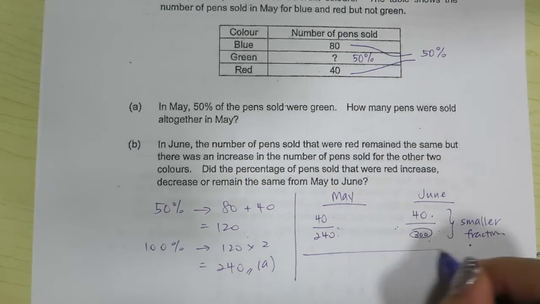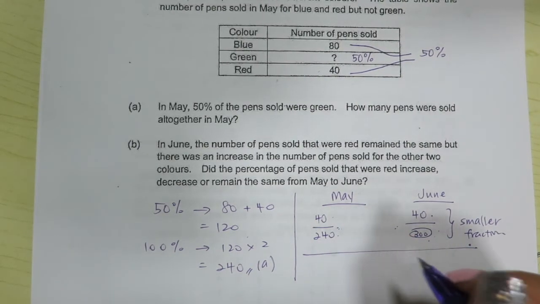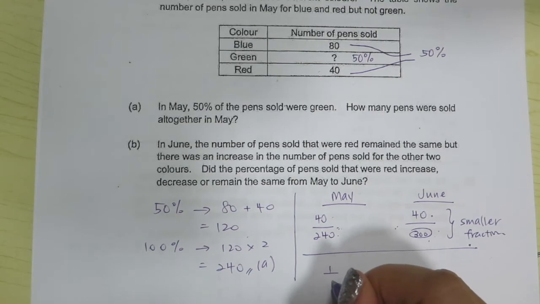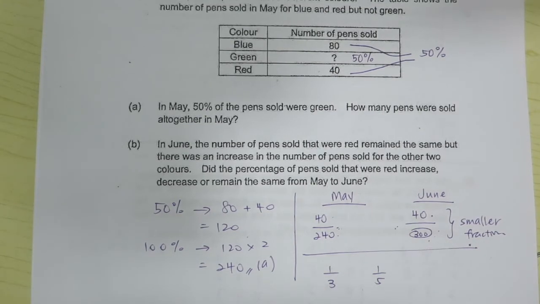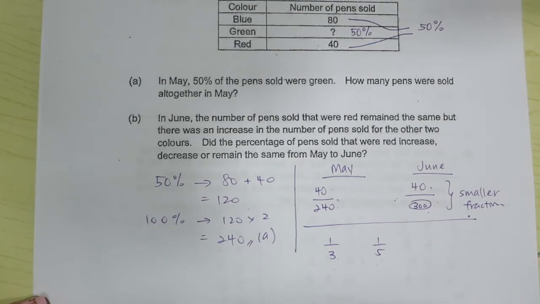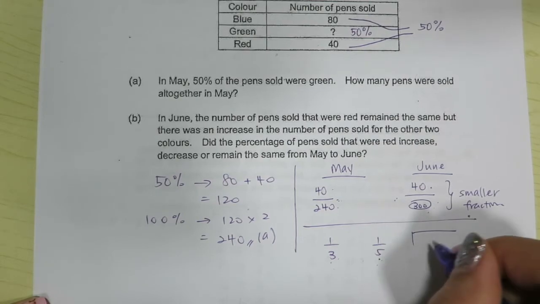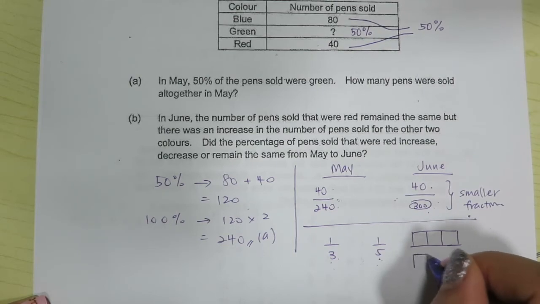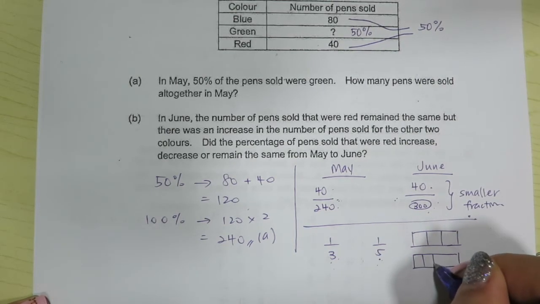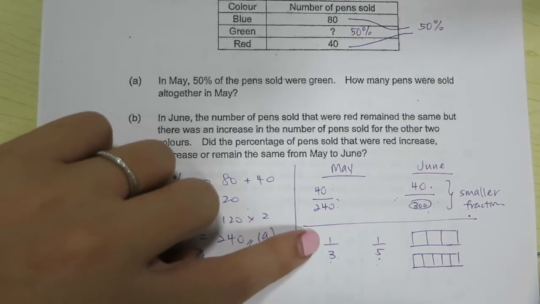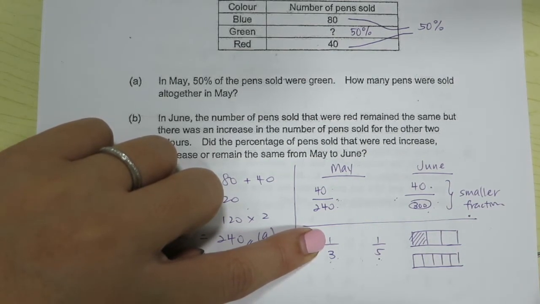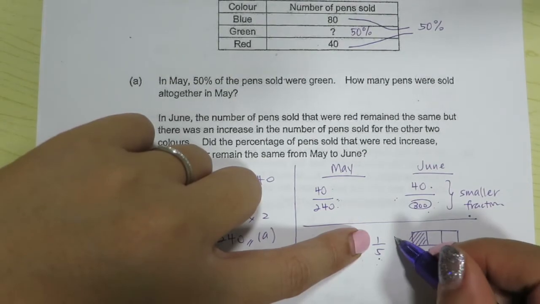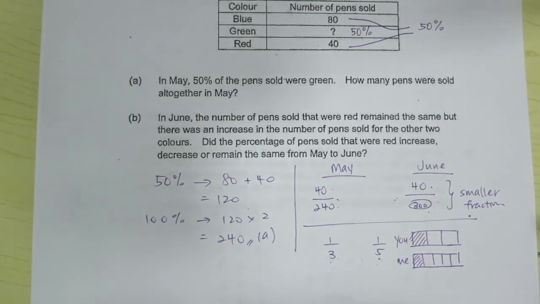Okay, so for those of you who don't quite understand this, let me just give you another example. 1/3 and 1/5. Which fraction is smaller? 1/3 or 1/5? You have a pizza, cut into 3 parts. I have a pizza as well, cut into 5 parts. You ate 1 piece. I ate 1 piece of mine. So this is yours, this is mine. Who ate more?